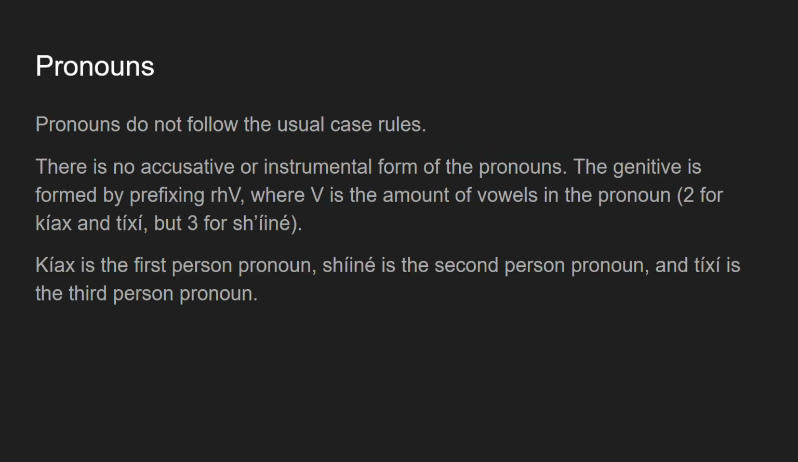Pronouns. Pronouns don't follow the usual case rules. There's no accusative or instrumental form of the pronouns. The genitive is formed by suffixing r, v, where v is the number of vowels in the pronoun, 2 for iach and ichi, but 3 for shine. Iach is the first person pronoun, shine is the second person pronoun, and ichi is the third person pronoun.